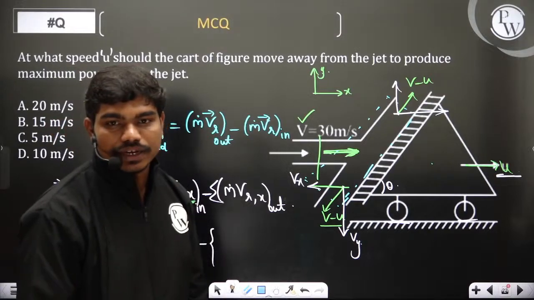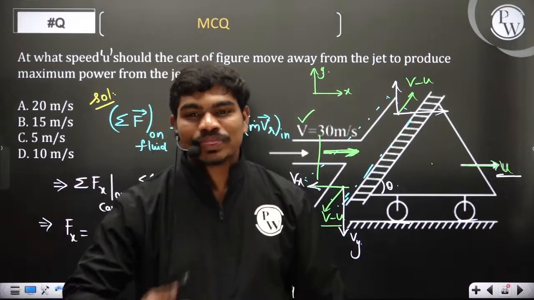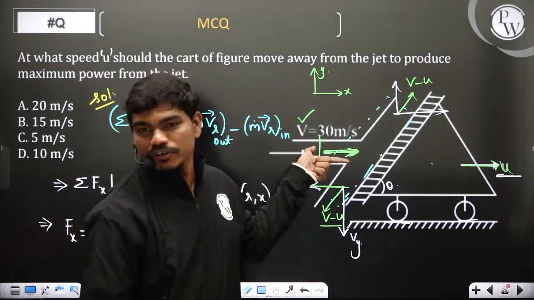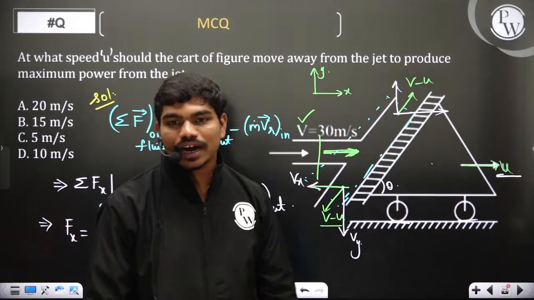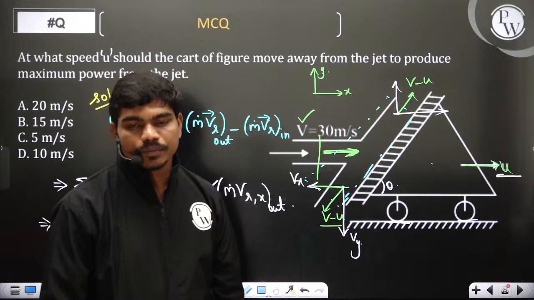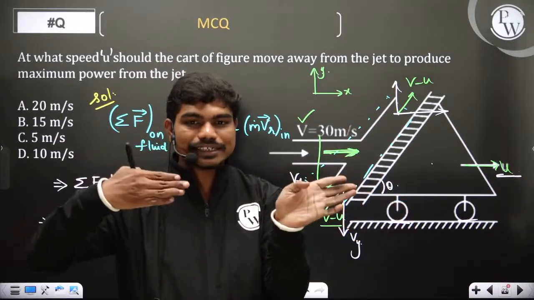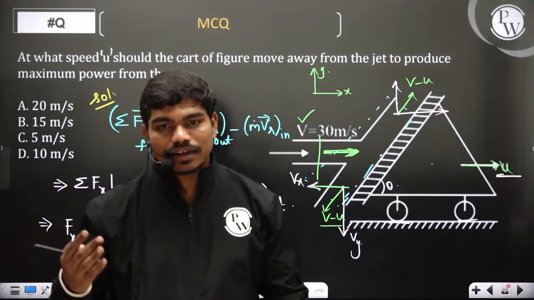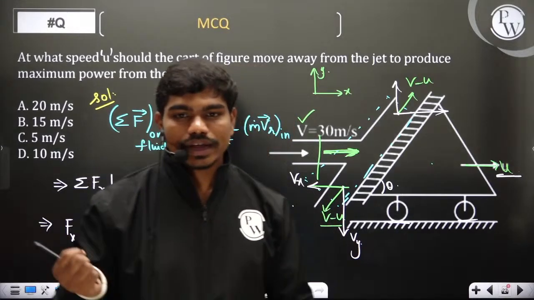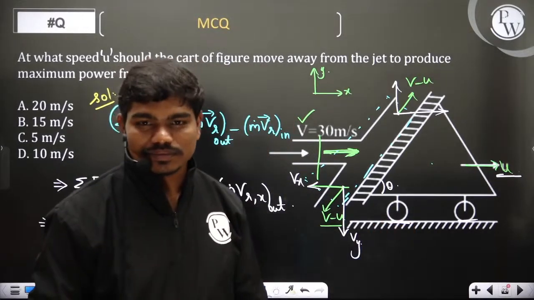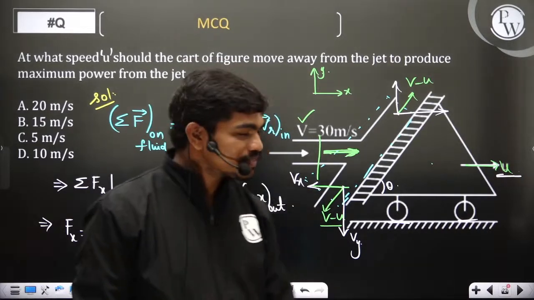Why not u minus v? Okay, got it. Why am I taking v? That's your question. Try to understand one thing. This jet is moving with v. This cart is moving with u. If u is greater than v, can the fluid get in contact with the cart anytime? Let us suppose I am chasing. This is my fluid, this is my cart. If the cart is moving fast and the fluid is moving slow, then at any time can contact between fluid and cart happen? No. So that's why definitely u has to be less. Okay, that's it. Clear? So let's see.